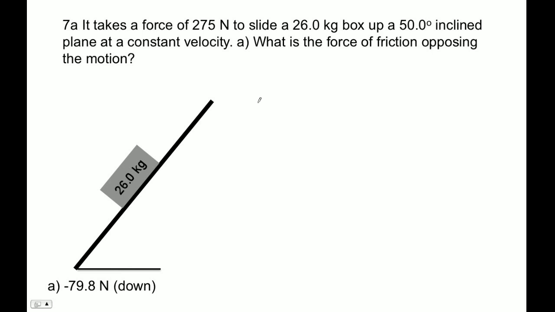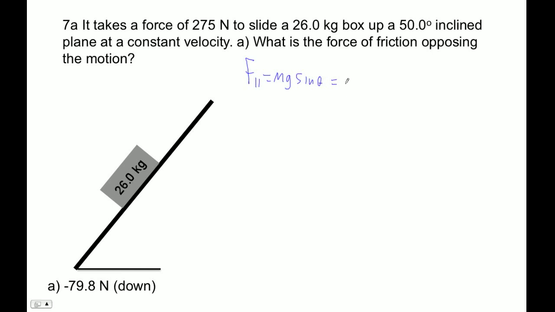Okay, this is a sort of grown-up problem, right? It doesn't ask us any of the niceties, like what's the parallel force and all this stuff. So what we have to do first off, we're not given a coefficient of friction, but we do need to find the parallel component, the mg sine theta.